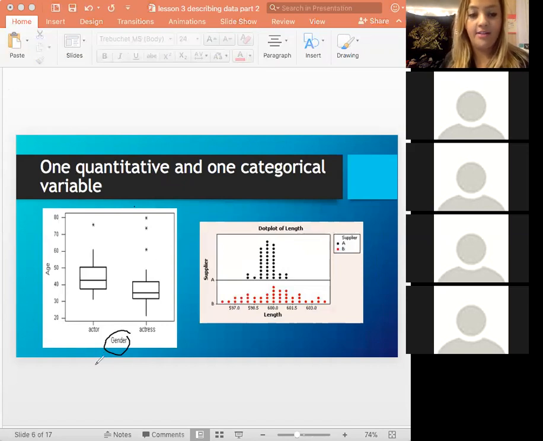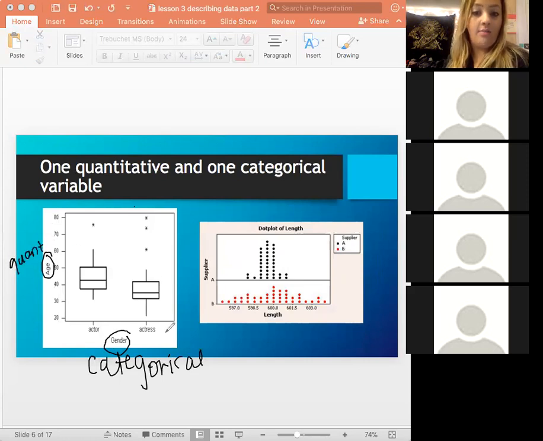Yes, Mary is on the ball. Good job. So this is going to be our categorical variable. Cat, meow. Yes, categorical. So that's our categorical variable. And then age, obviously, is going to be our quantitative variable.